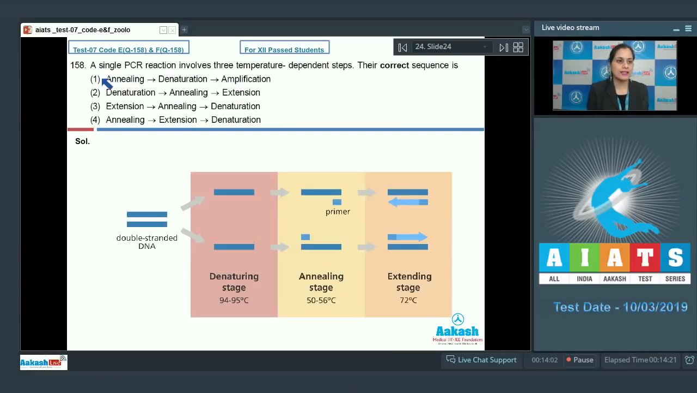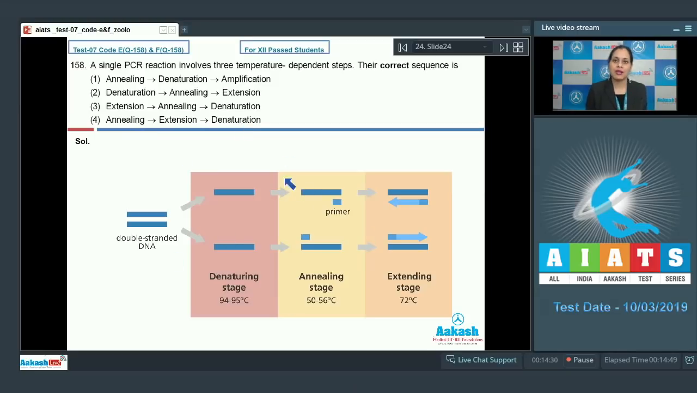Question number 158. A single PCR reaction involves 3 temperature-dependent steps. Their correct sequence is, and the options are annealing, denaturation, amplification. Second option is denaturation, annealing and extension. Third option is extension, annealing and denaturation. And the last option is annealing, extension and denaturation.